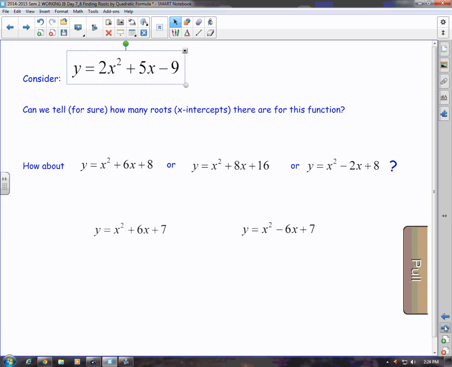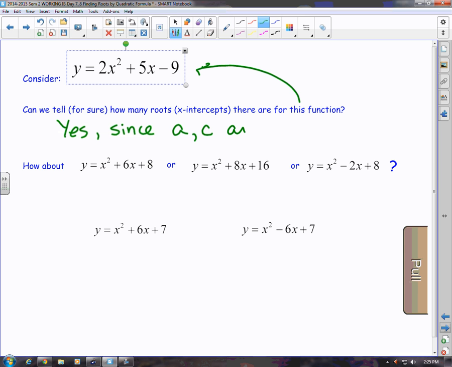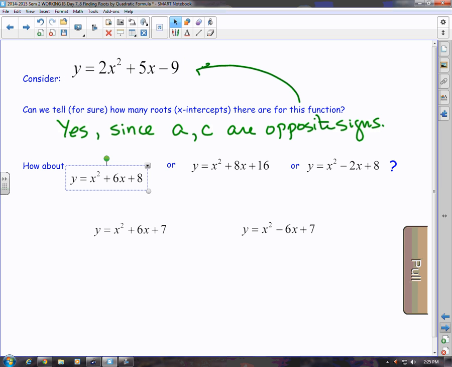So, anybody got their thumb up? Kevin, can I call on you? Okay, why are you sure? Which one's positive and which one's negative? What does that mean? So you were paying attention the last couple of days. Yes, right? If the A value is positive and the C value is negative, that means the y-intercept is down below. And if the A value is positive, it opens up. It must come up and cross. Excellent. So we should have thumbs up here. Can we tell for sure how many there are for this one? The answer is yes, since we can see that A and C are opposite signs. Guaranteed.